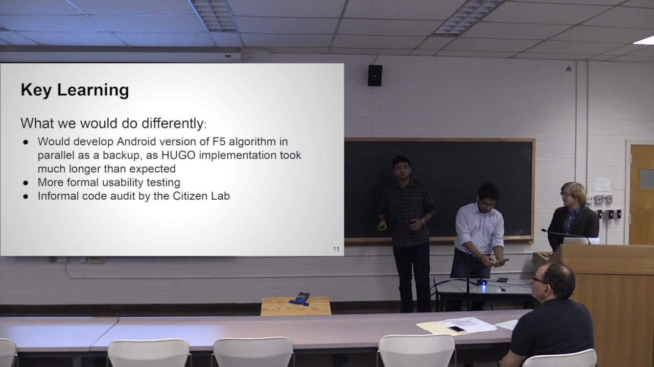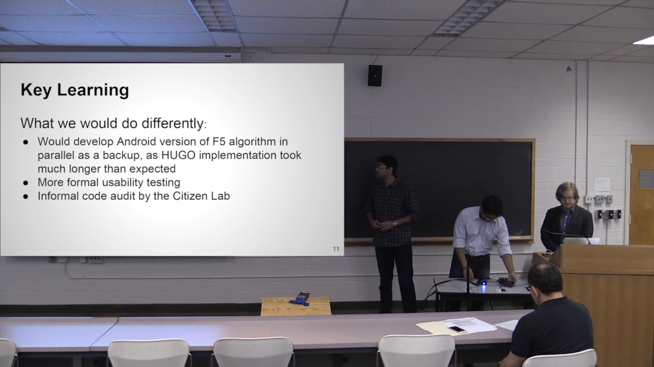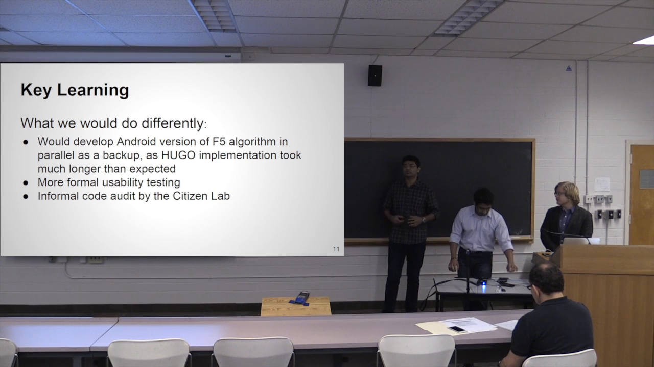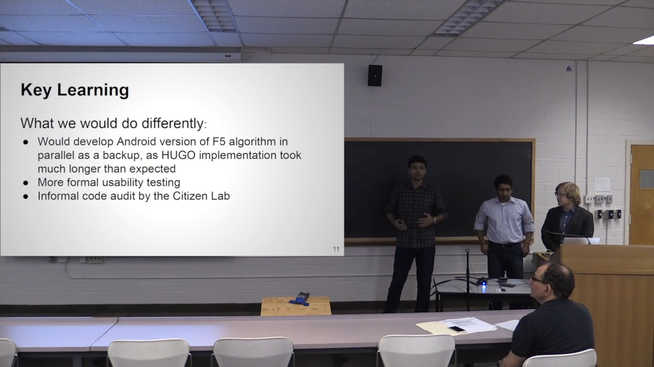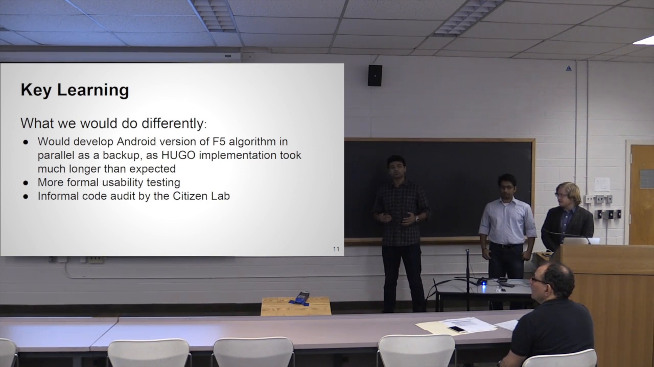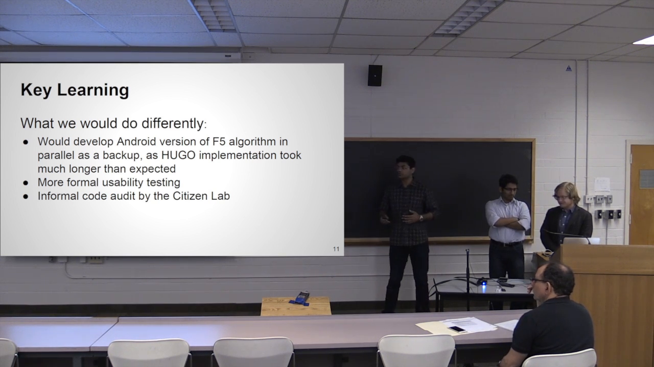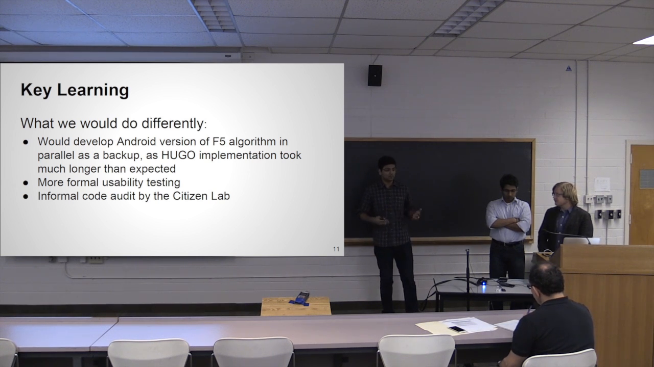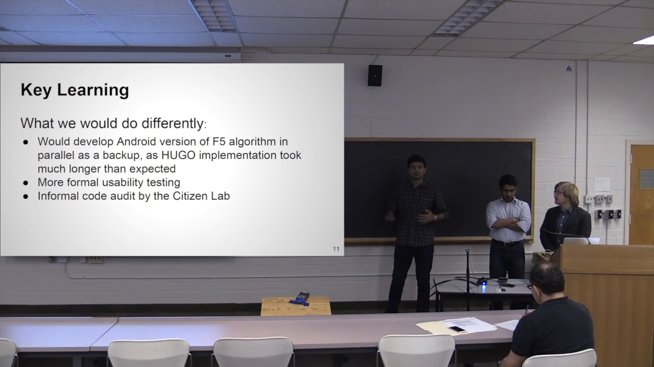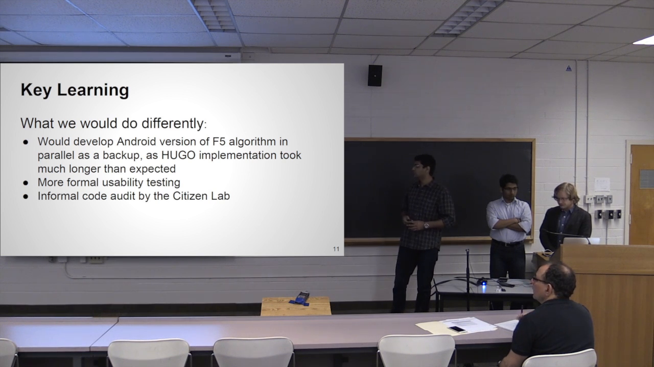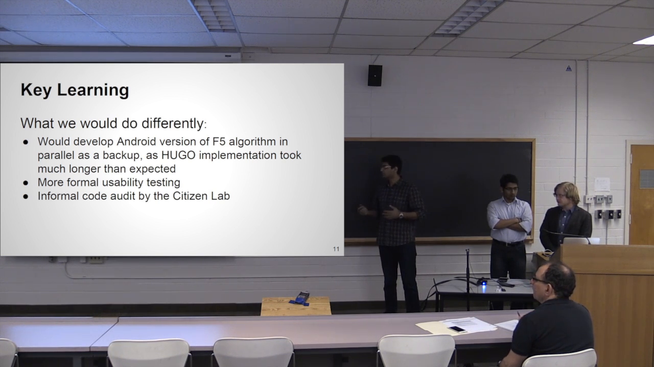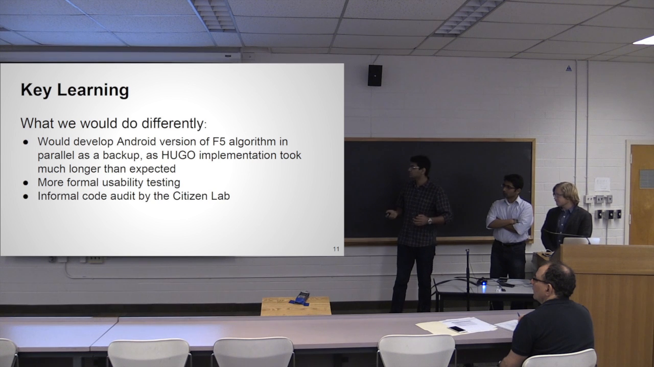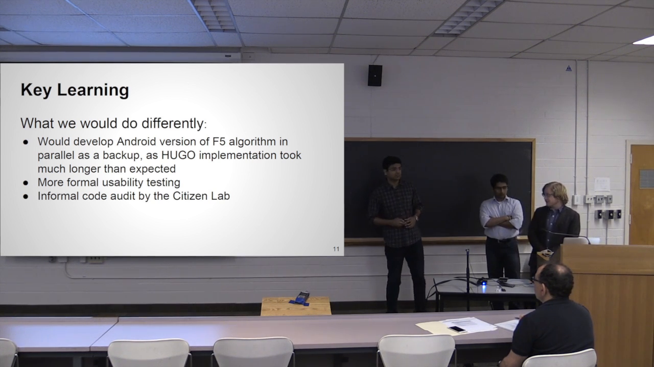During the development process, we learned many things. One thing we learned the most is that we spent way too much time implementing the Hugo algorithm, for which the source code was not readily available completely. We thought that we could have used another algorithm, F5, which already exists in Java. We could have implemented it in parallel with the implementation of Hugo, so that we have a fallback plan. We could have also performed more usability testing to get more insights on trust, and an informal code audit by security organizations such as Citizen Lab.